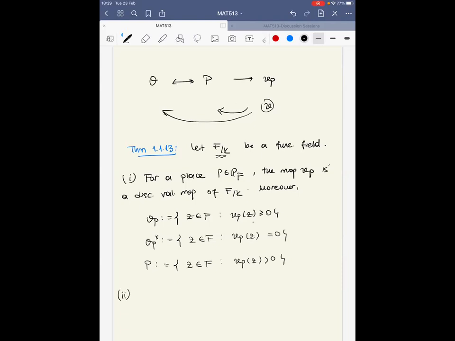And as a conclusion of this definition, we will see that an element is a prime element for P, so that means it's a generator of P, if and only if V_P of X is 1.